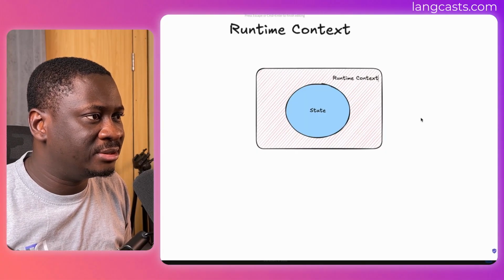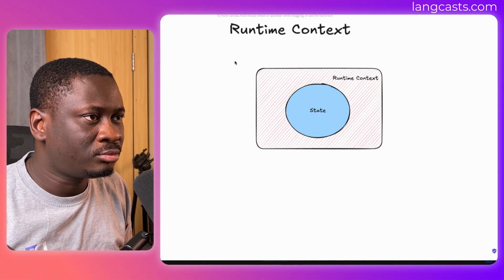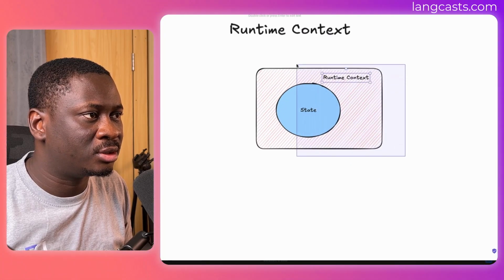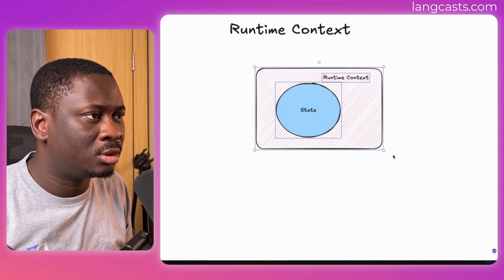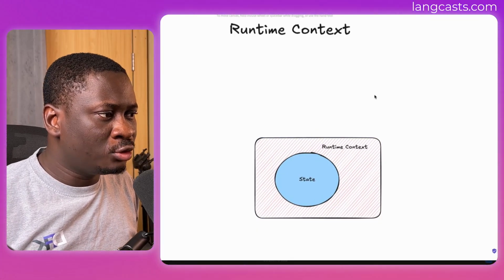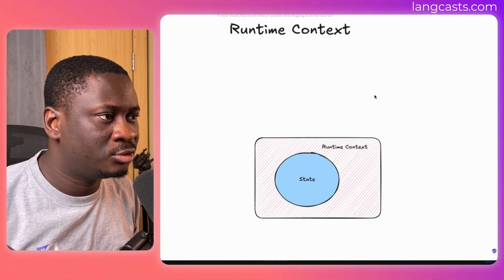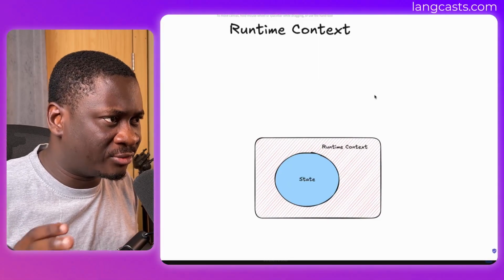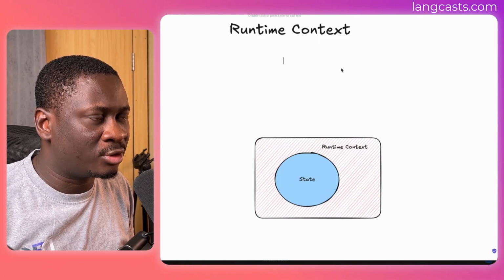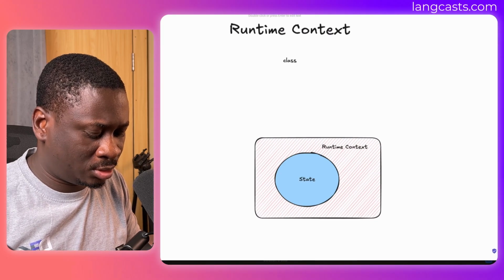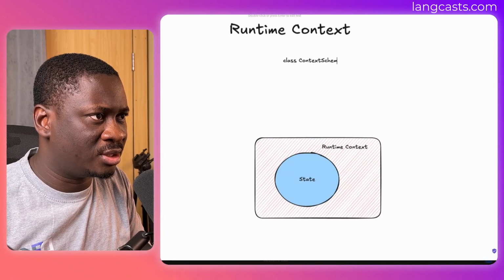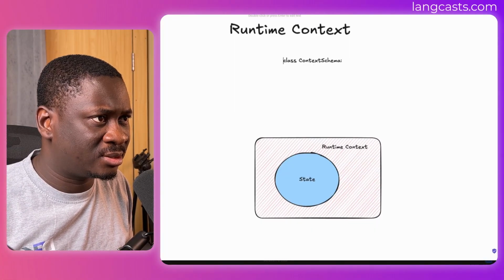Now, how do you define this? How do you set this up? Now, you first have to define a schema. Just the same way you do with your state, you have to define a schema for your context, your runtime context. So say class, let's say context schema, but you can give this any name you want. Basically, it's recommended that you use a data class.